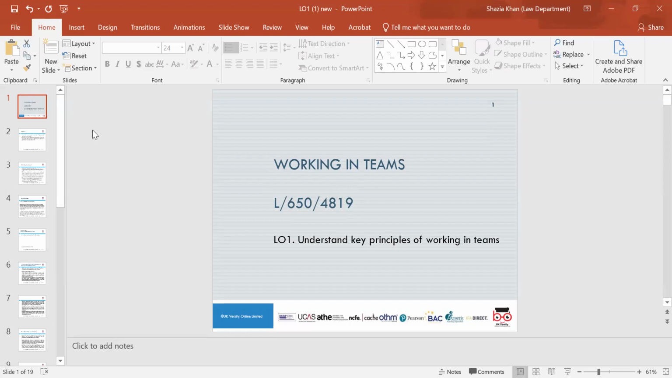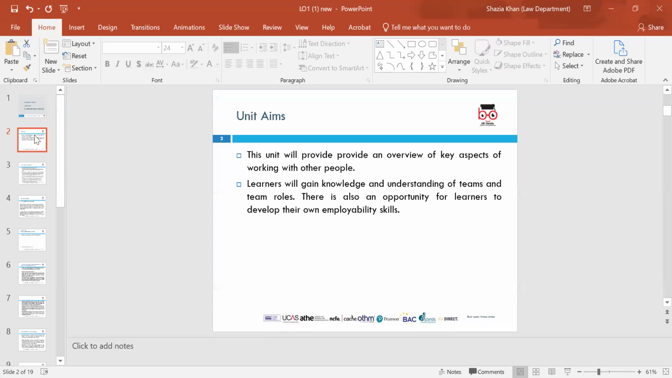So the first learning outcome is to understand key principles of working in a team. The aim is to provide an overview of key aspects of working with other people. Like you said, Bilal, learners will gain knowledge of understanding teams and team roles, and develop their own employability skills as well. When you talk about working in a team, Emanuela, how do you think it will benefit you? Do you work in a team?